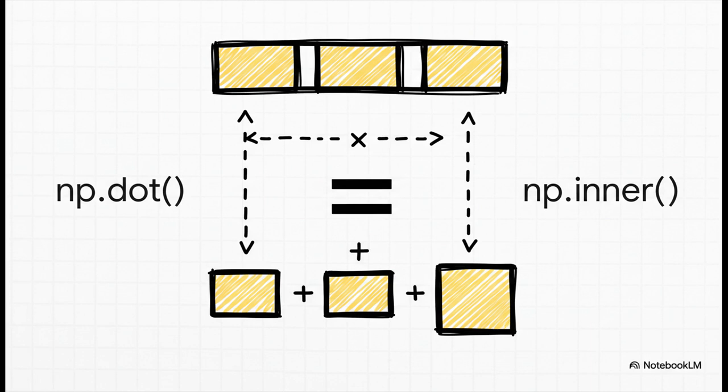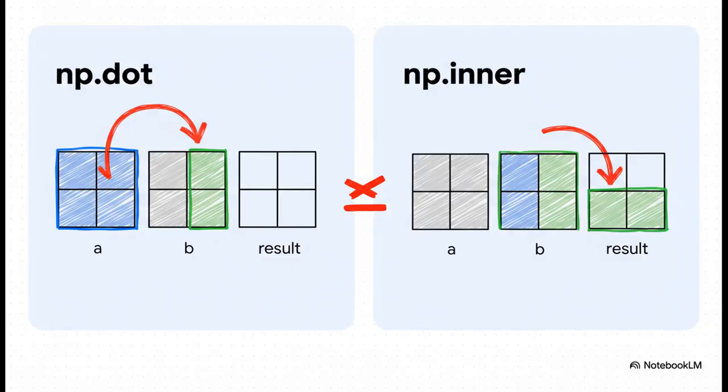No difference whatsoever. But look what happens the second we move up to 2D arrays or matrices. Whoa, the results are totally different. np.dot is doing what we call standard matrix multiplication. We'll get to that in a second. But np.inner, it's doing something else. It's almost like it's treating each row of the matrices as its own little vector and then calculating their inner products. It's a really subtle but incredibly important difference.